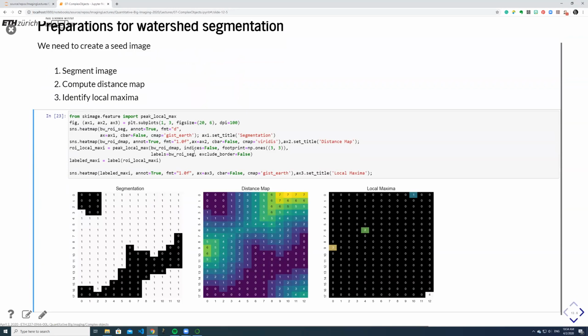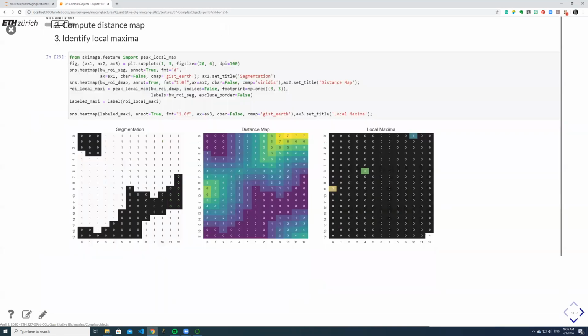So going back to this, we can see we have our black and white. We compute the distance map. We can see clearly we have a top here, we have a top here, we have a top here. And here we have a saddle point. And apparently this peak local max algorithm identifies this also as a local maximum. Saddle is actually not a local maximum in the sense that we want, but let's see what happens now.